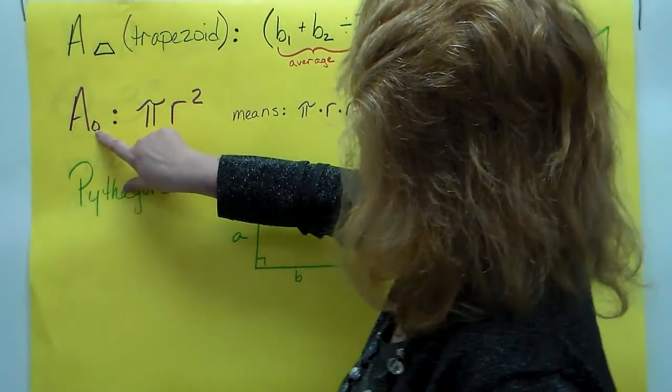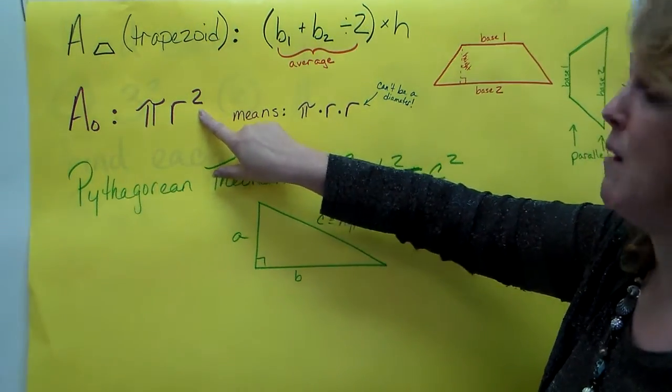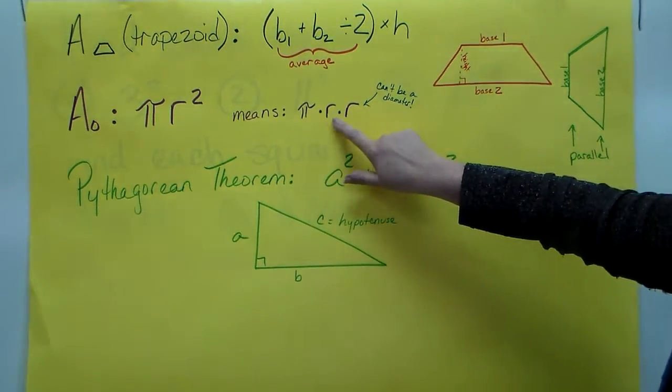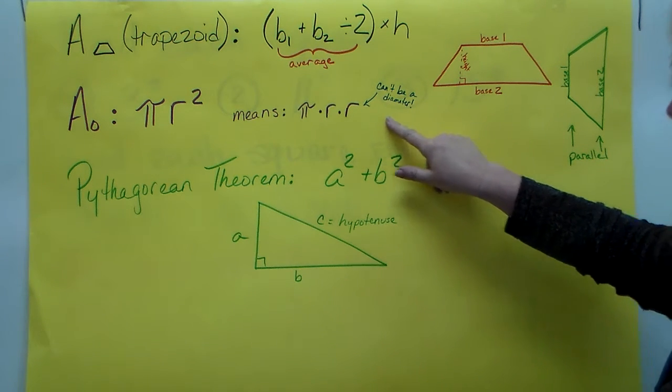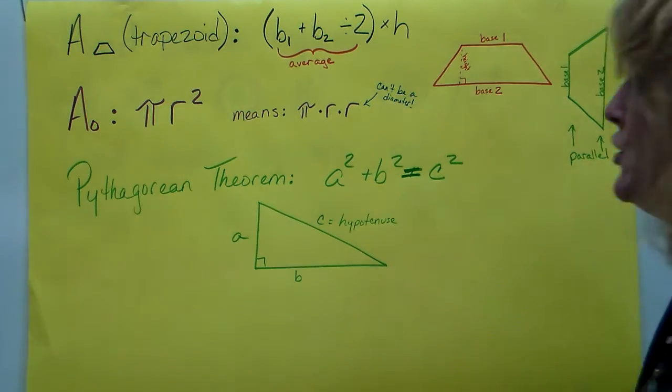Then we have the area of a circle. That is pi r squared. That means pi times r times r. You can't do this from a diameter. You have to find your radius from your diameter, divide it by 2.